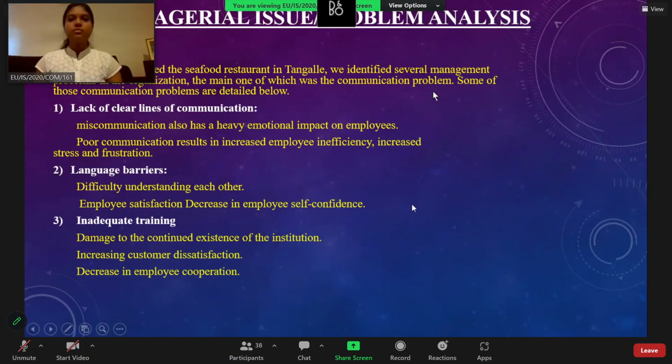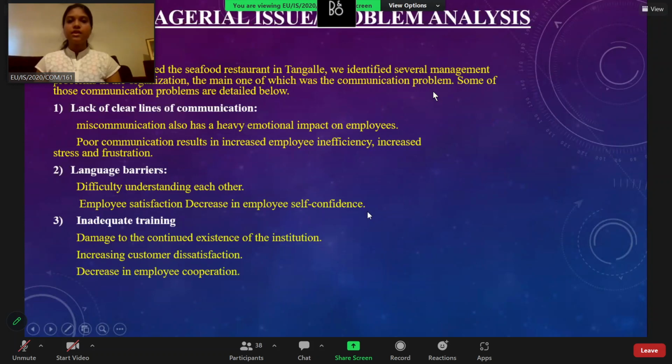I am Tiruni. My registration number is COM161. My part is managerial issues. The main management problem identified by us in the analysis of this restaurant was the existence of communication weaknesses. These weaknesses can be listed as follows. Number 1, lack of clear lines of communication.